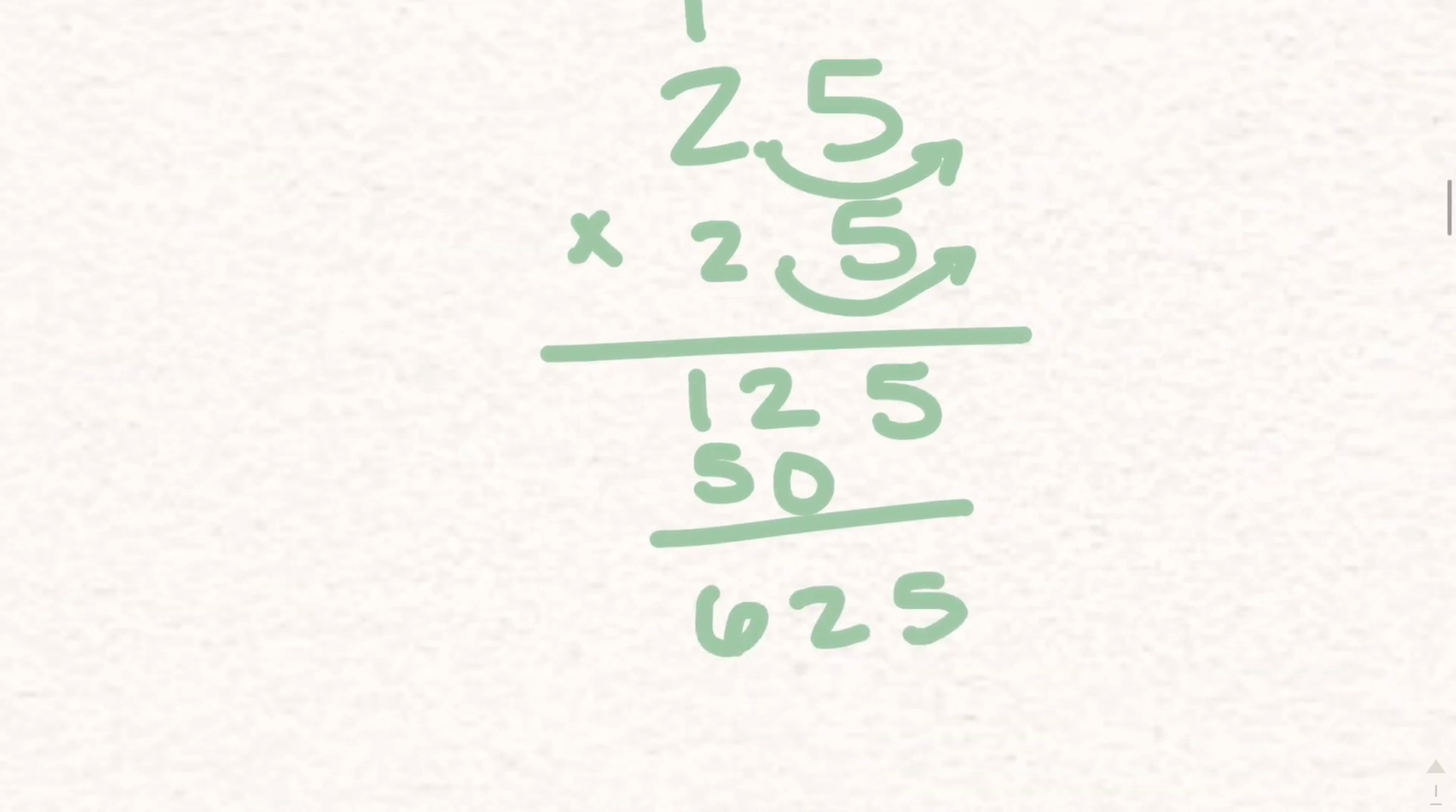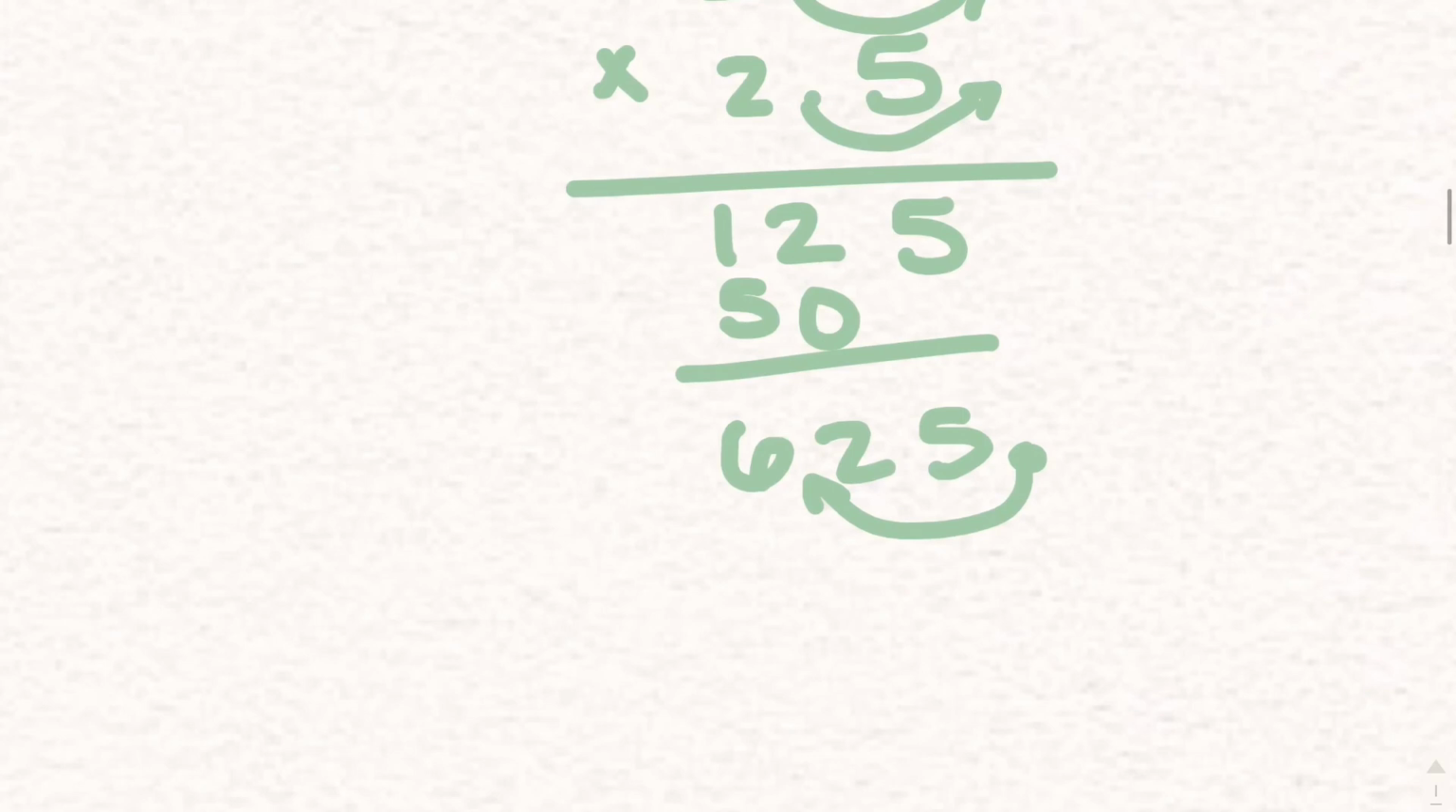But since we moved these decimal places out, 1 on 2 numbers, we want to move them 2 decimal places back, if that makes sense. So 2.5 times 2.5 equals 6.25.